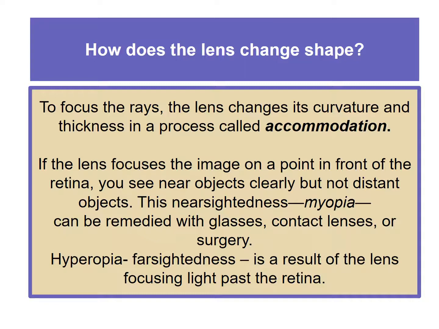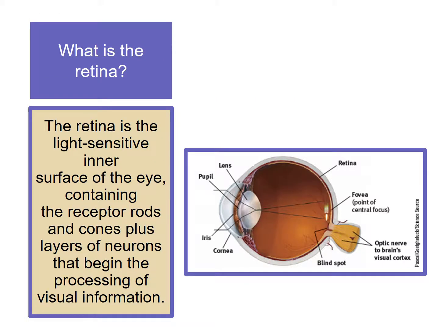If the lens focuses the image on a point in front of the retina, you see near objects clearly, but not distant objects. This is called nearsightedness or myopia, and can be remedied with glasses, contact lenses, or surgery. Hyperopia is farsightedness, and that's a result of the lens focusing light past the retina. The retina is the light-sensitive inner surface of the eye, containing the receptor rods and cones, which we'll talk about in a minute, plus layers of neurons that begin the processing of visual information.